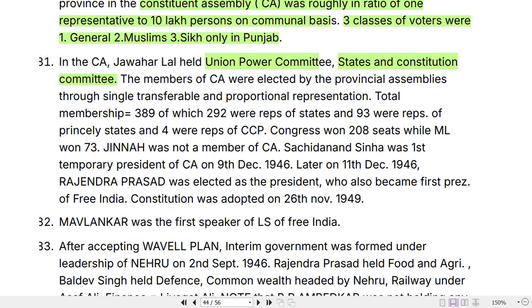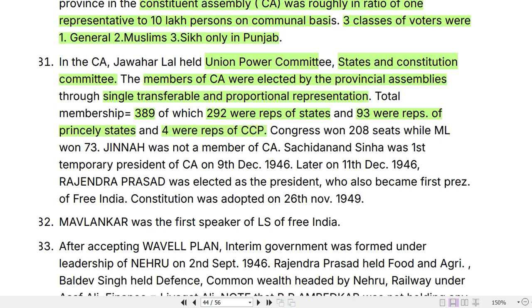The members of the Constituent Assembly were elected by the provincial assemblies, by the members of the provincial assemblies, through single transferable and proportional representation. Total membership of the Constituent Assembly was 389, of which 292 were the representatives of the states, 93 were the representatives of the princely states, and 4 were representatives of the chief commissioner provinces.